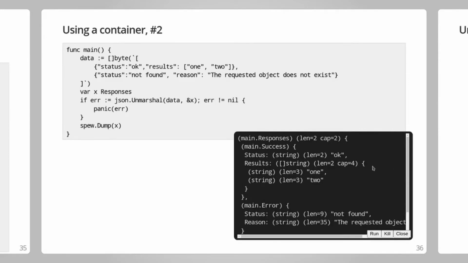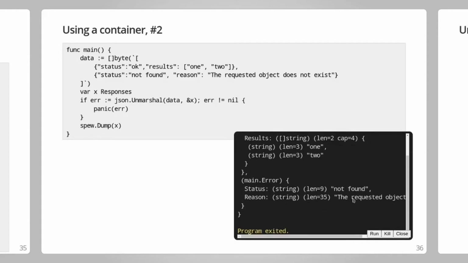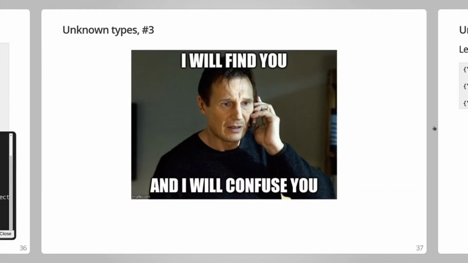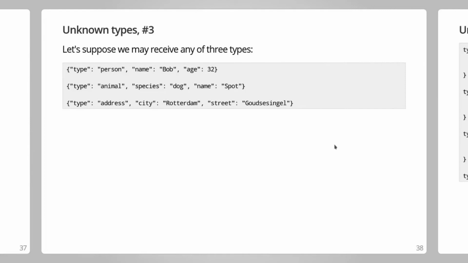Our output is pretty much exactly what we would expect, almost identical to before. For the success case, we have one success object. For the failure case, we have one error object. Of course, it can get much more confusing. Let's suppose rather than just success or failure, we have 3 or maybe 4 or 1,000 different object types. For my example, I have 3. I have a person, an animal, or an address. And other than the type field, everything else about the object is arbitrary or completely different.